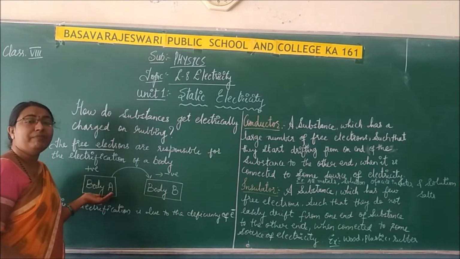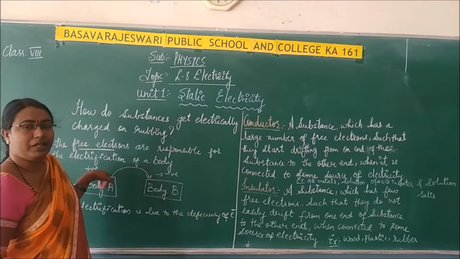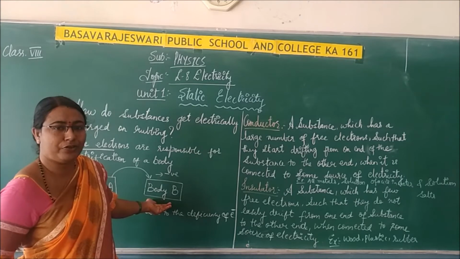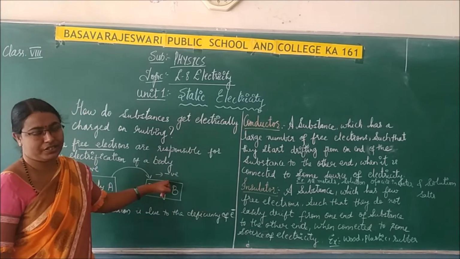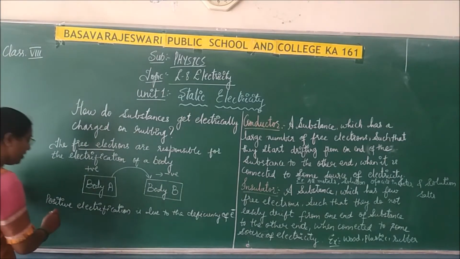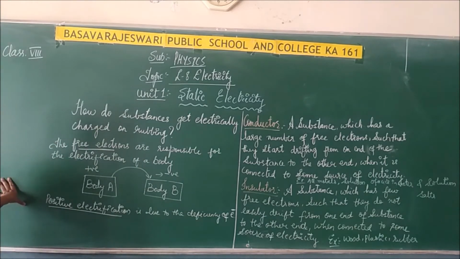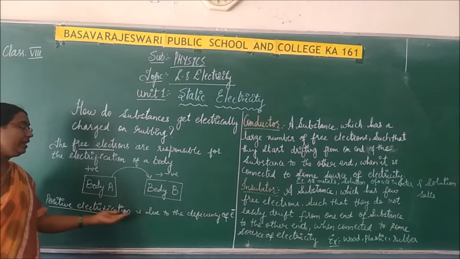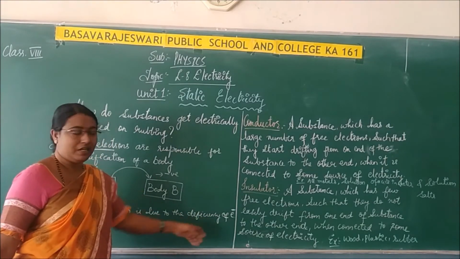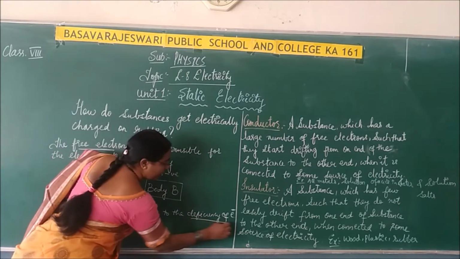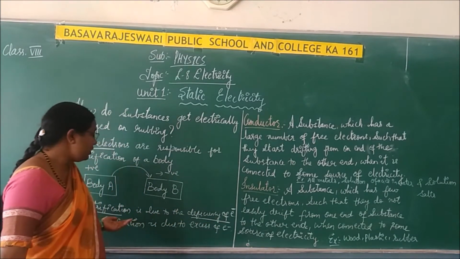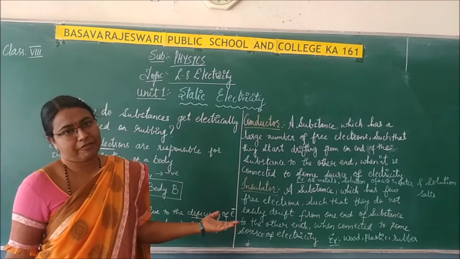So body A, on losing the electrons, becomes positively charged, and body B, on gaining the electrons, that is, on receiving the electrons, becomes negatively charged. This is called positive electrification. Positive electrification is due to the deficiency of electrons or losing the electrons. I told you the positive electrification is due to the deficiency of electrons.